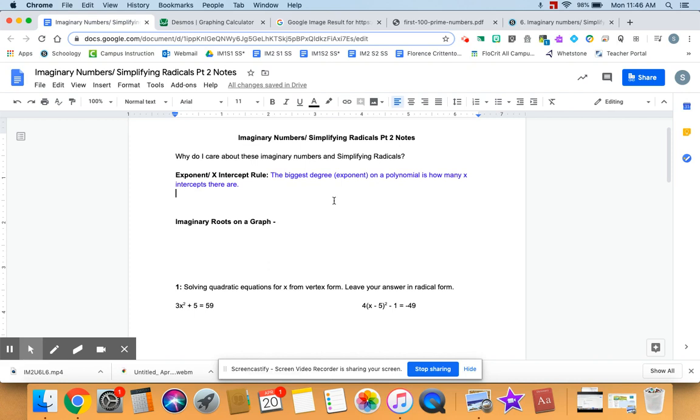So imaginary roots on the graph, as I was explaining, is instead of the x-intercepts being on the x-axis, they are on the imaginary axis.